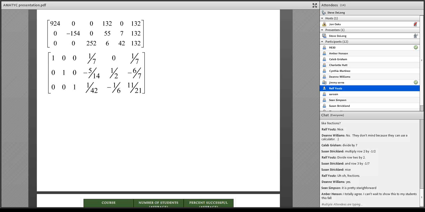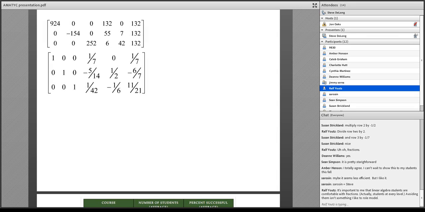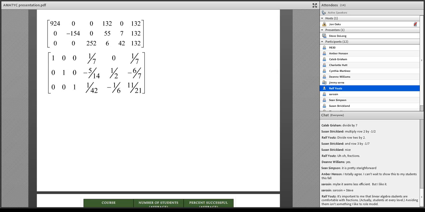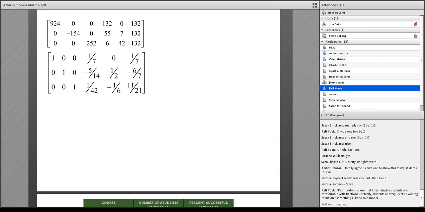And I agree with that completely. When I'm at those upper levels like differential equations, calculus 3, linear algebra, things like that, then I tell them that this is something that you should be able to do. So fractions are not something that you should be avoiding. So you're absolutely correct, Ralph. 100% with you on that one. So thanks for pointing that out.